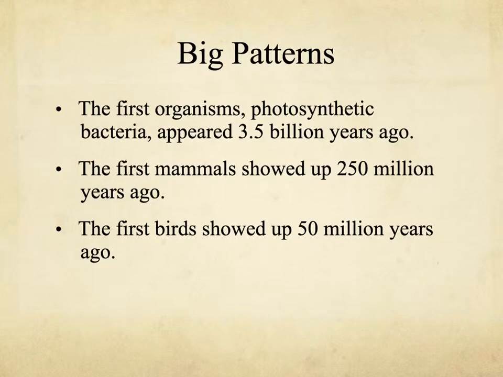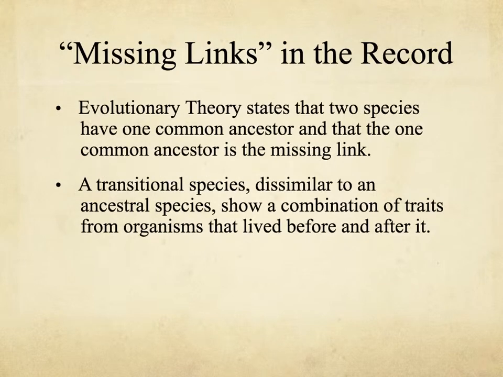The first organisms, photosynthetic bacteria, appeared 3.5 billion years ago. The first mammals showed up 250 million years ago. The first birds showed up 50 million years ago. Evolutionary theory states that two species have one common ancestor and that the one common ancestor is the missing link.